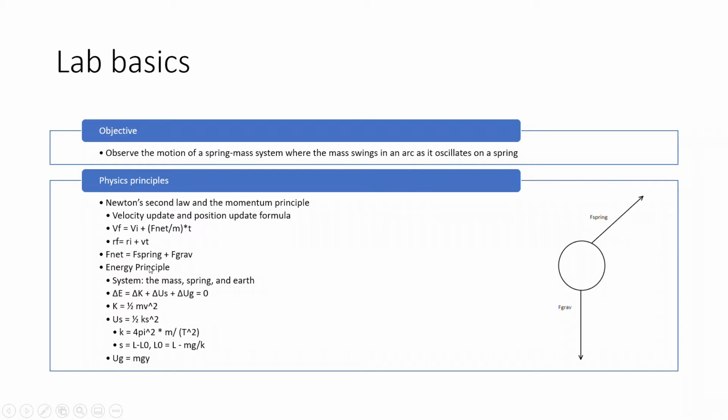And for the energy principle, the system is the mass, the spring, and the Earth. So delta E is going to be equal to 0 because it's equal to work, and there's no work in this case. So it's equal to delta K, which is the kinetic energy calculated through this formula, the spring potential energy calculated through the formulas as shown here, where K is the spring constant and S is the length minus the relaxed length, and the change in the gravitational potential energy, which is mgy.